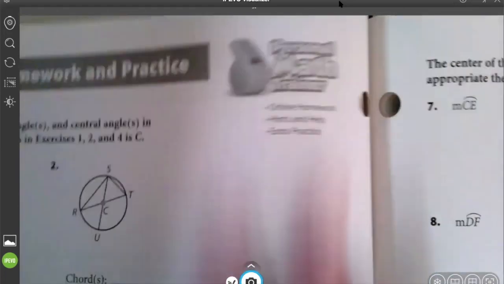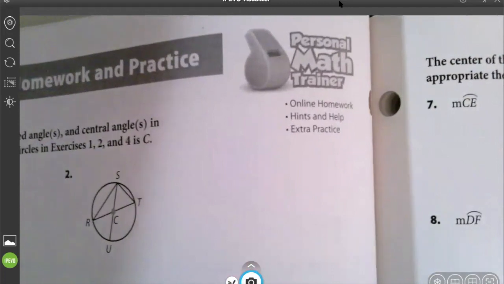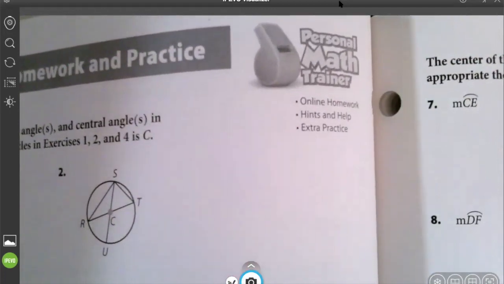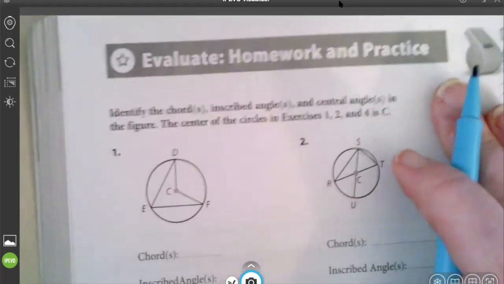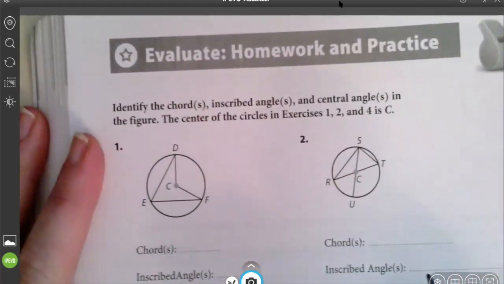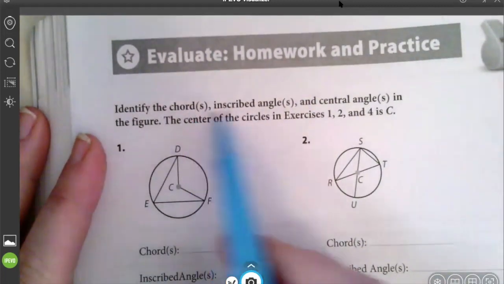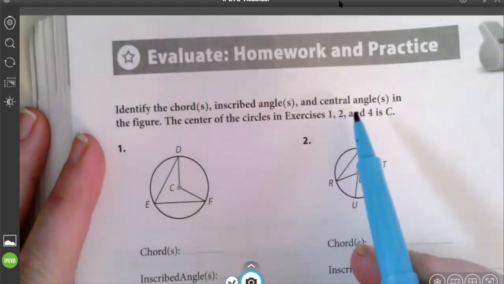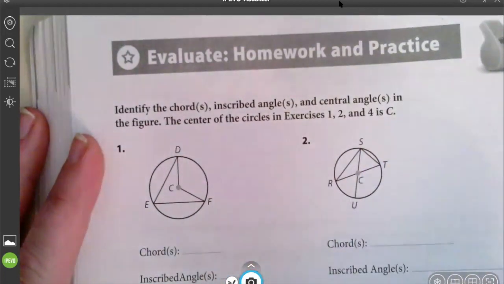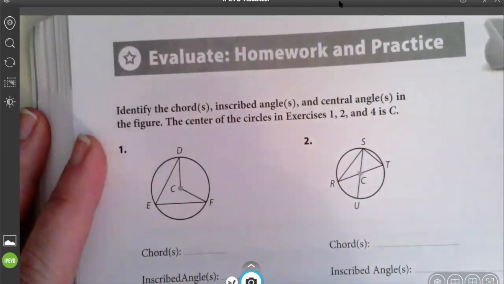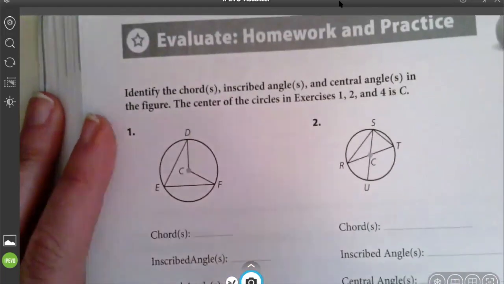Okay, so flip on over to 786. We're going to do some naming of chords and arcs first. Not too much, though. We're just going to do like probably numbers 1 and 2. Identify the chords, inscribed angles, and central angles in the figure. The center of the circles in exercises 1, 2, and 4 is C. Now, notice you don't have it on 3, but that's okay. So the center is C.